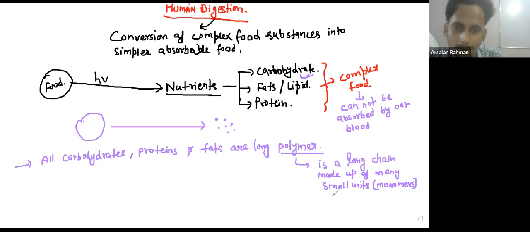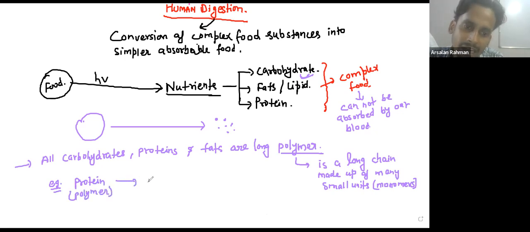Okay. For example, protein is a polymer. What does this mean? It means it is made up of small units. You must have tied friendship bands to your friends. Happy Friendship Day. I don't know about your country, but in India, we used to tie friendship bands on Friendship Day. So these are small units. Can you see these small units? This is a monomer.